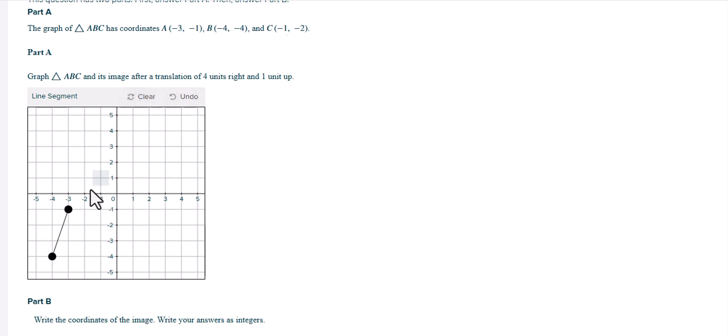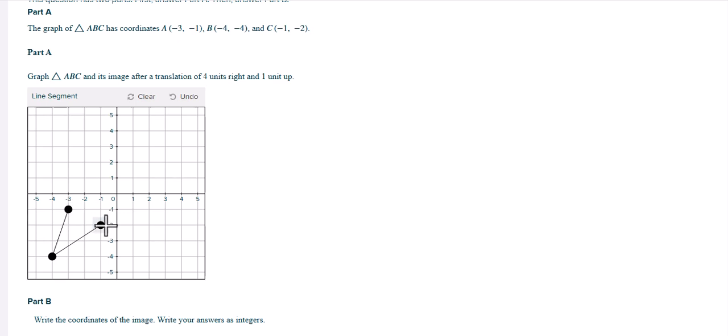Finally, we have C, which is -1 and -2. So 1 left and 2 down. Notice it hasn't made the line segment for me yet, because it always requires you to graph 2 points. Now, I already have all the points I want. So once I put -1, -2, point C where it belongs, I'm just going to connect it to either of these dots. It doesn't really matter which one. Boom. There I went and connected it to point B.